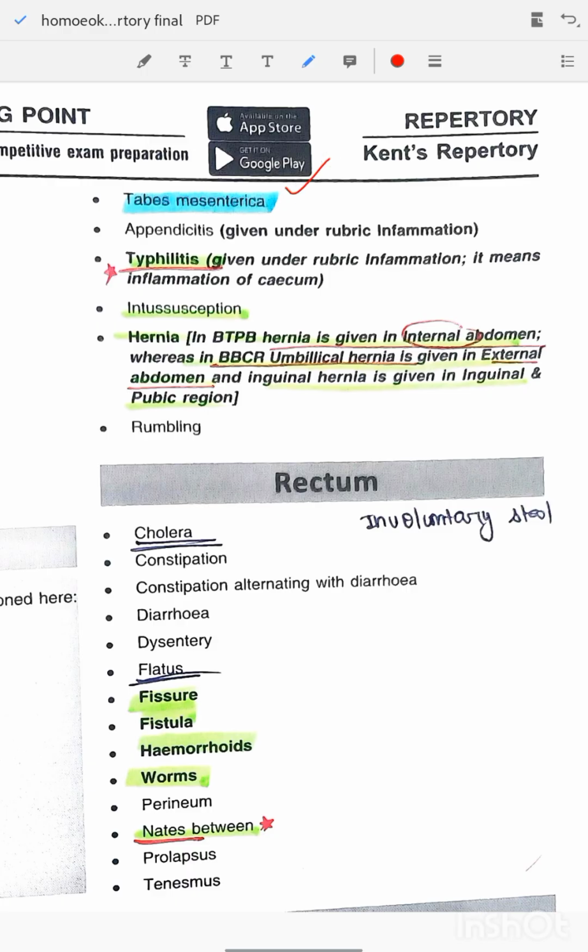Tabes mesenterica, that is TB of intestines. Then appendicitis, typhlitis, intussusception and hernia. In BTPB, hernia is given in internal abdomen, whereas in BBCR, umbilical hernia is given in external abdomen, and inguinal hernia is given in inguinal region. And rumbling. All of this is here in abdomen.